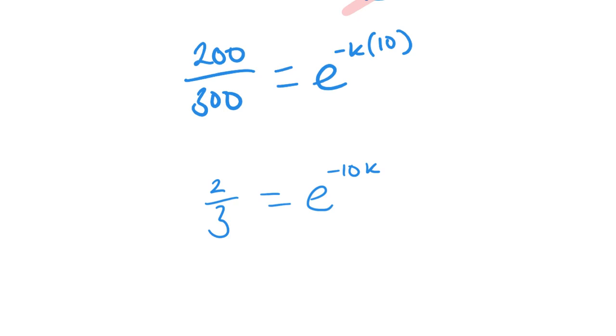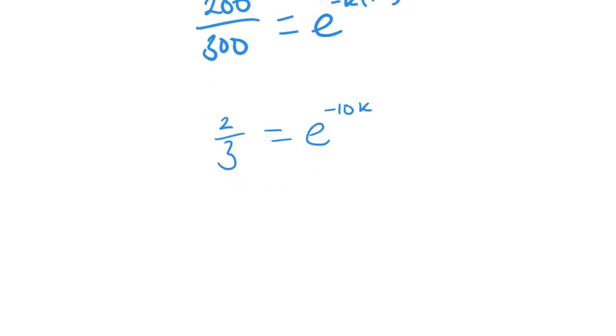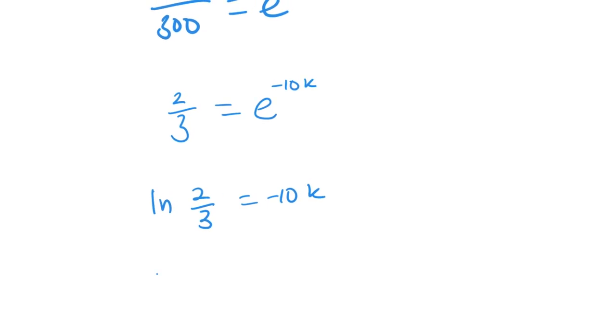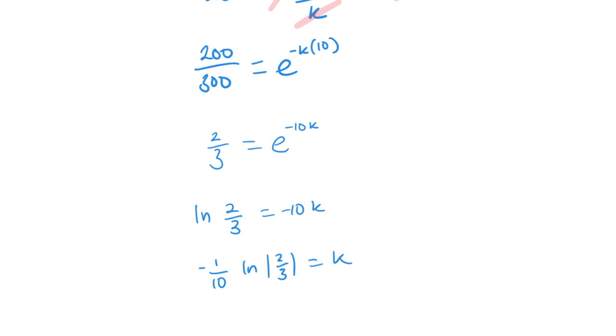How do I get rid of an e? Ln of 2 over 3 equals minus 10k. Minus 1 over 10 ln 2 over 3 equals k. What did it actually want? Find the exact value of k. Perfect. Minus 1 over 10 ln 2 over 3.